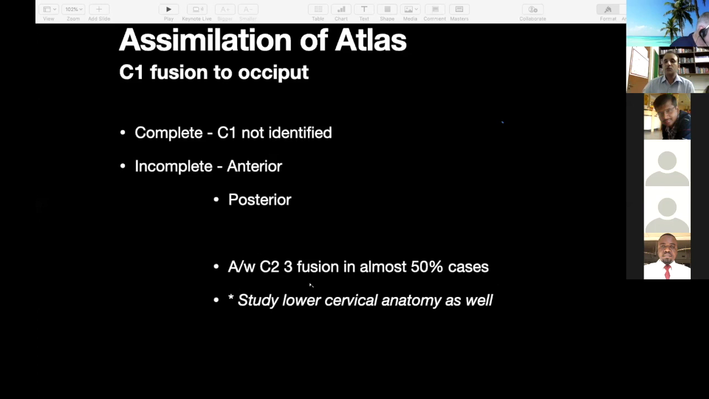Okay, so the moral of the story is, don't just focus on OC1 or C1-C2. Look at the complete cervical spine.